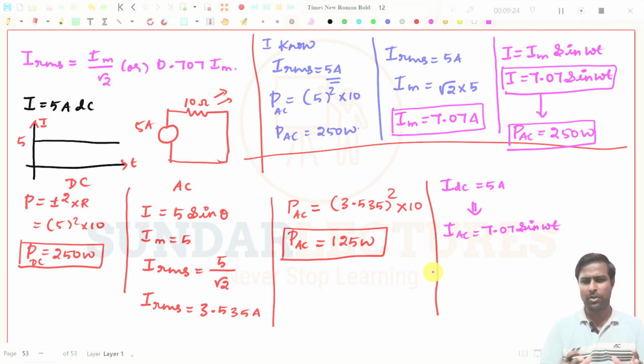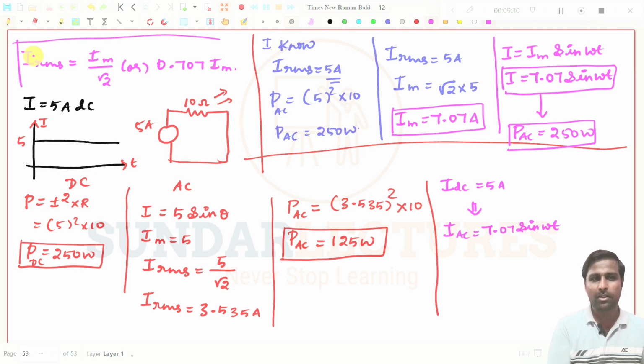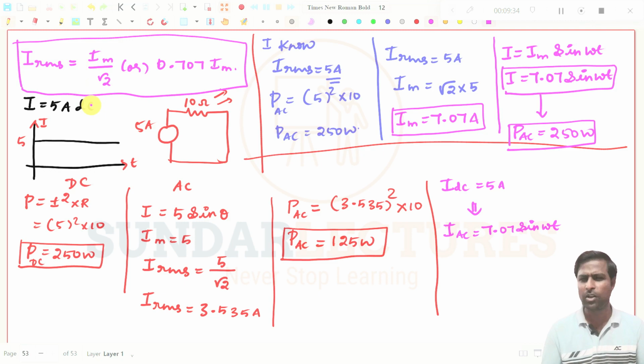We have understood now. So this is the formula that you need to remember. We will use this formula forever. IRMS should be equal to IM by root 2. So you learn this and try to understand things.